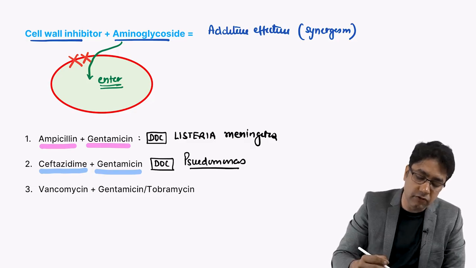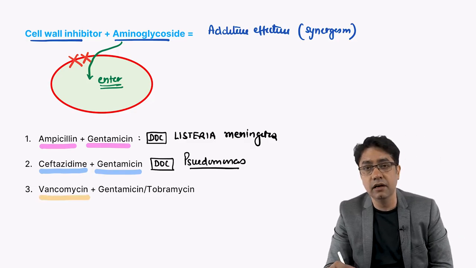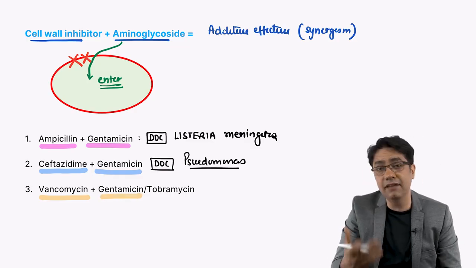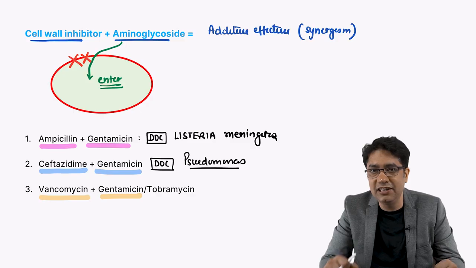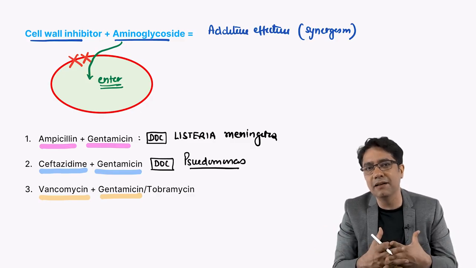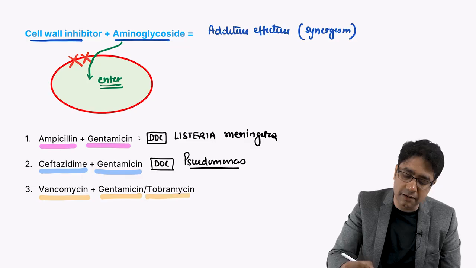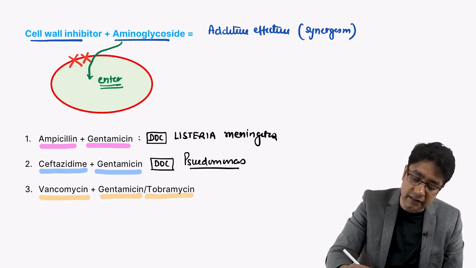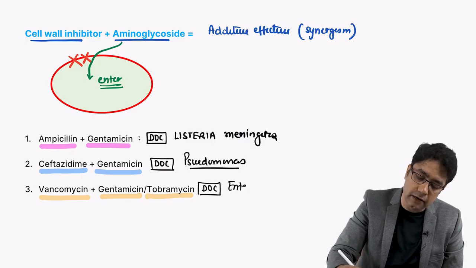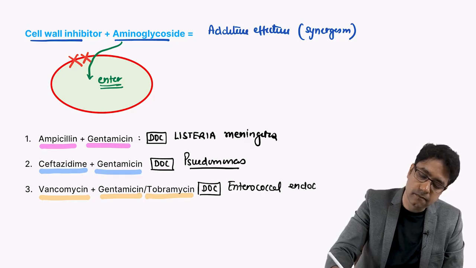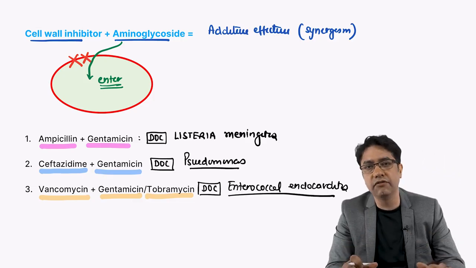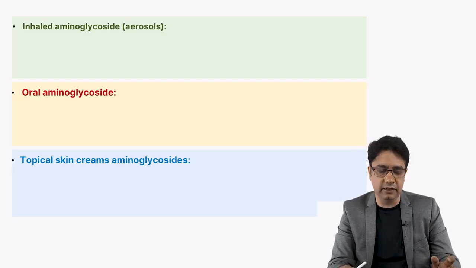Lastly, another cell wall inhibitor is vancomycin. So vancomycin is combined again with gentamicin. So can we say gentamicin is the most commonly combined aminoglycoside? Or we can combine with tobramycin, and this combination is the drug of choice for enterococcal endocarditis. So these are the combinations of aminoglycoside with cell wall inhibitors.